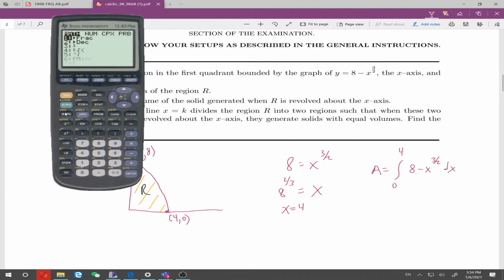If you want to integrate, you can go to math, and then your 9th option down is fnInt. This takes an equation, which in our case is going to be our y variables function y1, a variable x, from lower bound 0 to upper bound 4. That would match what we've written over here. That should give us an answer. Okay, so we've got 19.2.